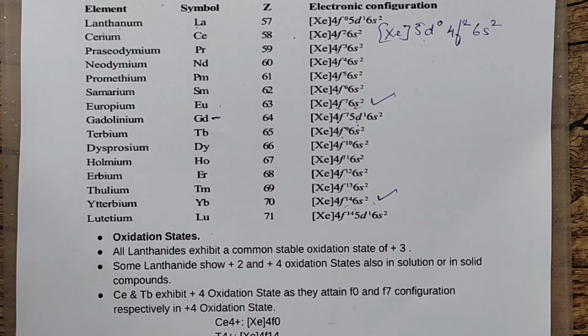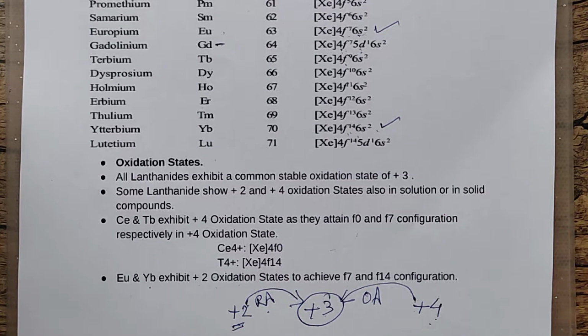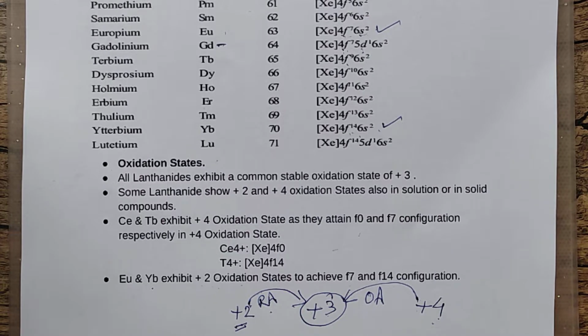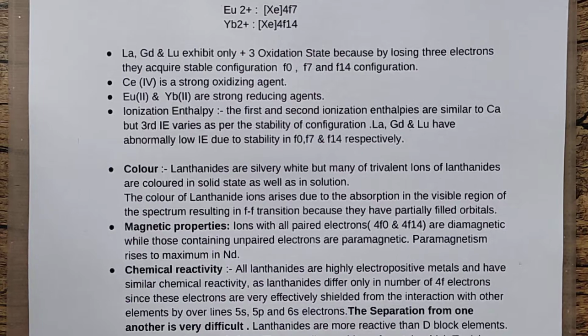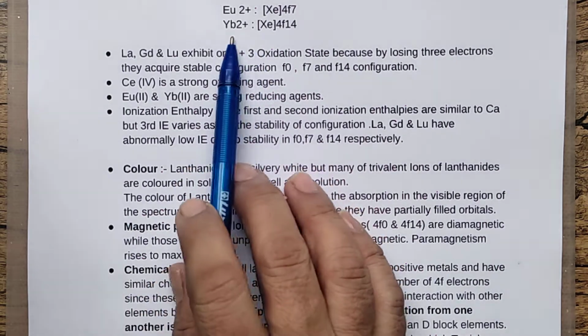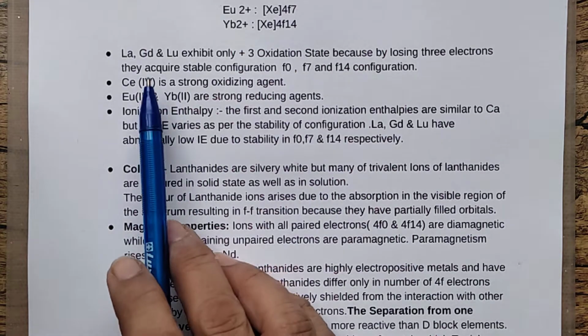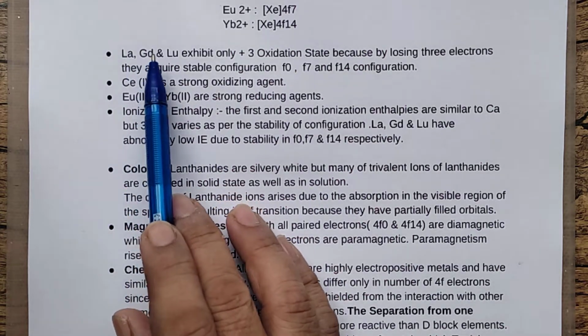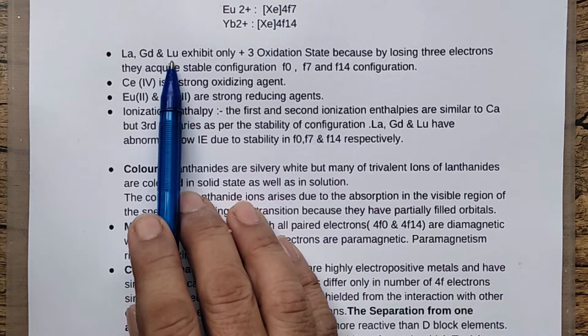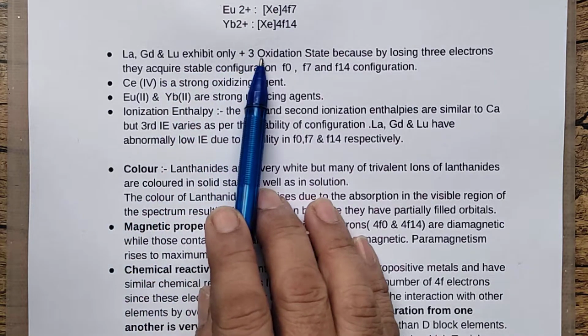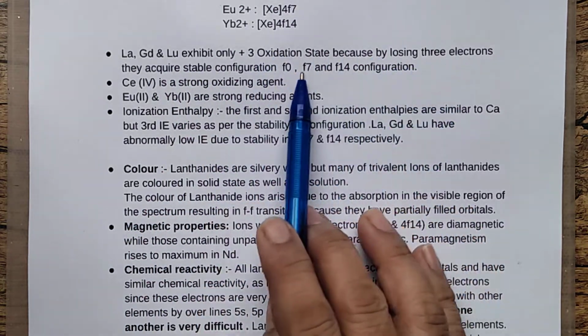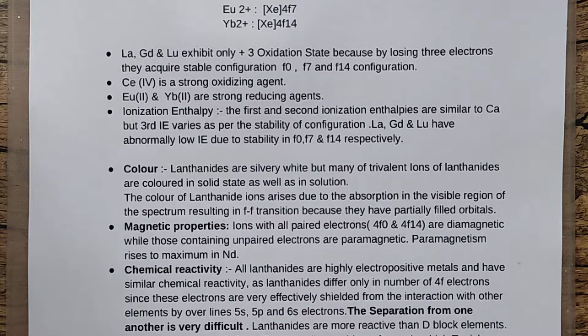Just note this. Please make notes of the F block elements. That is the best thing to remember. So here is the configuration of europium and ytterbium in the 2 oxidation state, 7 and 14. At the same time, lanthanum, gadolinium and lutetium will have a tendency to show only +3, because by losing 3 they are getting F0, F7 and F14 configuration.